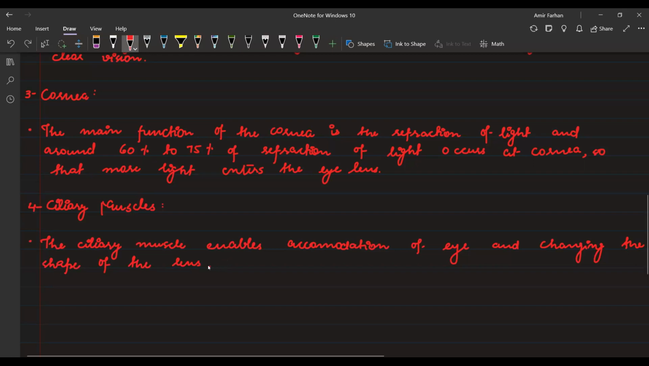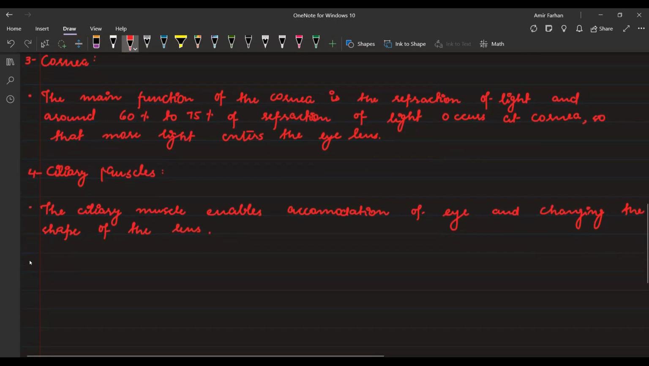Next is. What does the word accommodation of eye mean? Accommodation means changing the shape of the lens. Accommodation means when we adjust the focal length of our eye. The accommodation word will come after this topic. Right now I've used it so that it gives a proper meaning, but after this topic we'll study the accommodation of eye. What is the least distance of distinct vision? No need to worry, I will explain this accommodation as well.